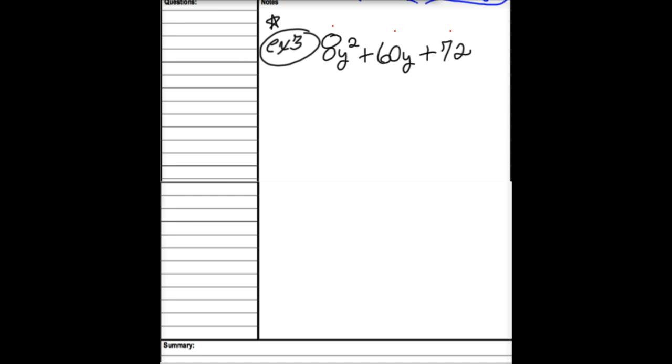Maybe you might say, well, I know 8 goes into these two. 8 goes into 72 9 times, and it goes into 8 once, but 8 does not go into 60, so that's a problem. So my next guess after 2 was 8, and then that didn't work, so I'm going to try 4. Does a 4 go into 8? Yes, twice.